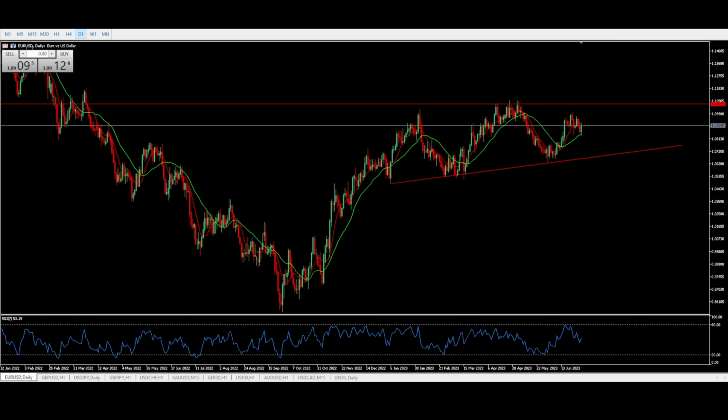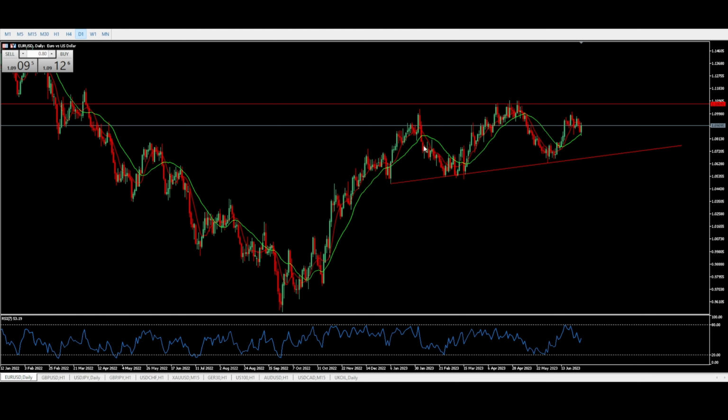Jumping straight into it, what we're looking at here is the Euro US dollar daily chart. We can see that price is currently trading in between this channel here. I've drawn a support line here and a resistance line here just to indicate the channel that this price is currently ranging in.